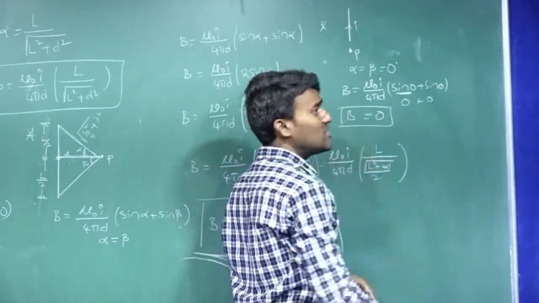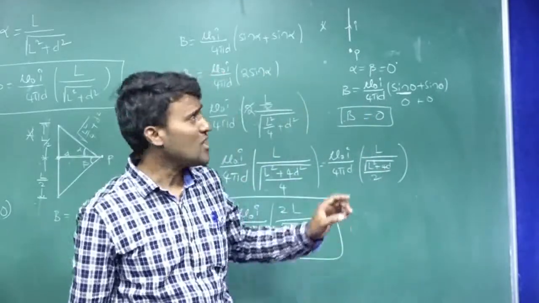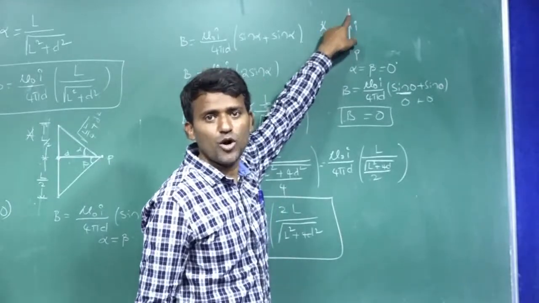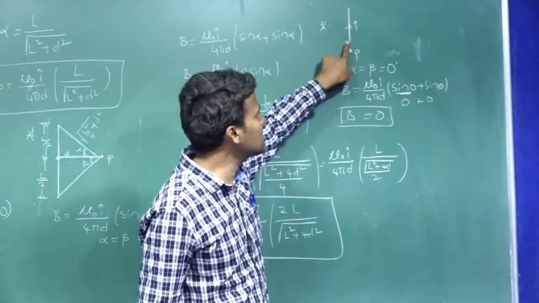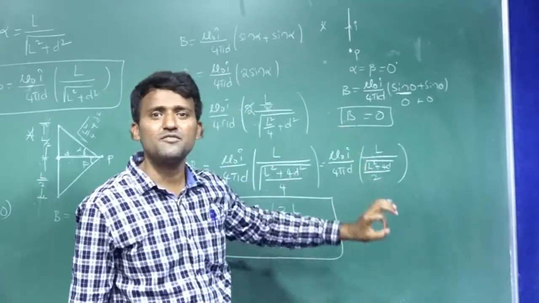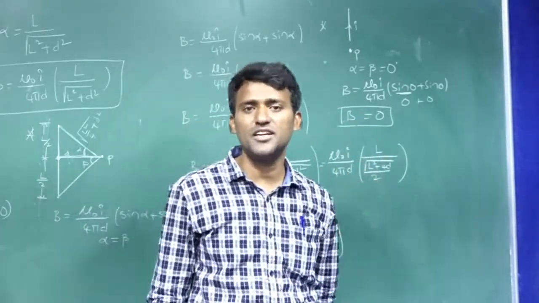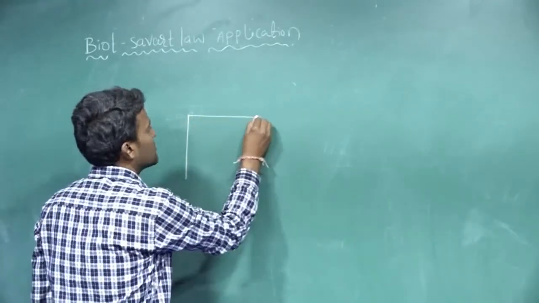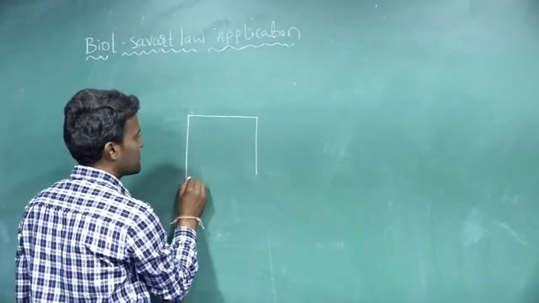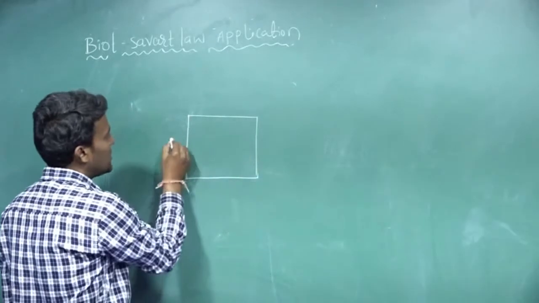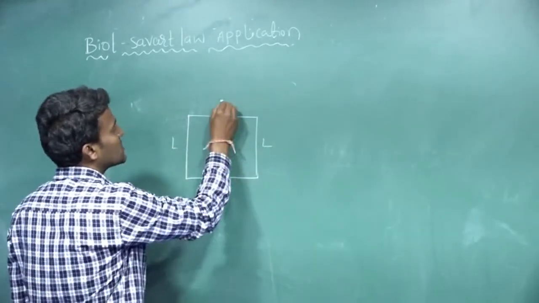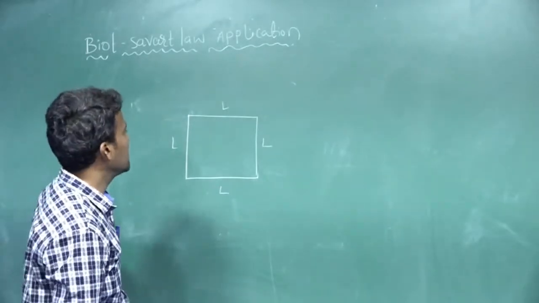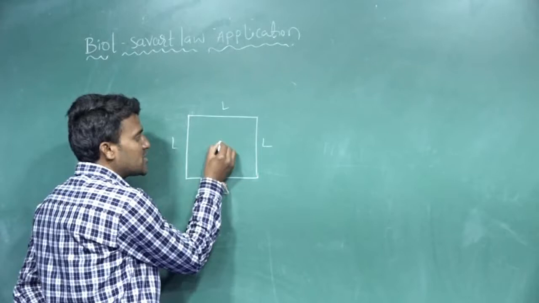You have to remember one point directly: when point P is parallel to the conductor, like this here, at that moment the magnetic field is 0. Now I am taking one square. Length of each side of the square is L, and P is exactly at the midpoint.